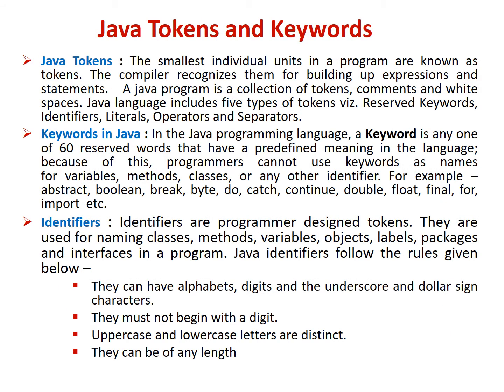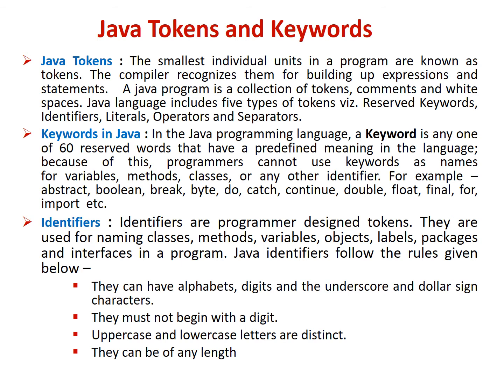We'll see Java tokens. The smallest individual units in a program are known as tokens. The compiler recognizes them for building up expressions and statements. A Java program is a collection of tokens, comments, and white spaces. Java language includes five types of tokens, that is, reserved keywords, identifiers, literals, operators, and separators.